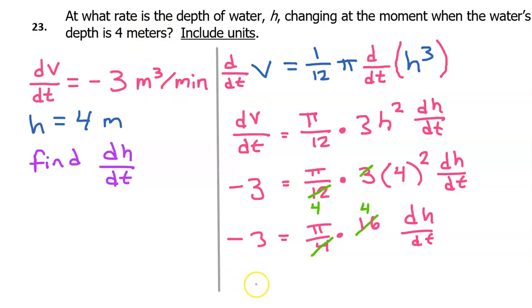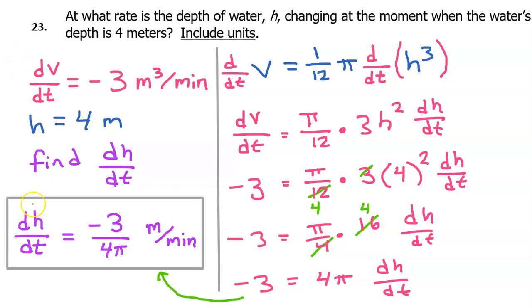So that gives me negative 3 is equal to 4 pi times dh/dt. All I have to do is divide both sides by 4 pi, and that should be the answer. So dh/dt is equal to negative 3 over 4 pi meters per minute. I'm getting the units because we have the change in height divided by the change in time. So that's meters over minutes.